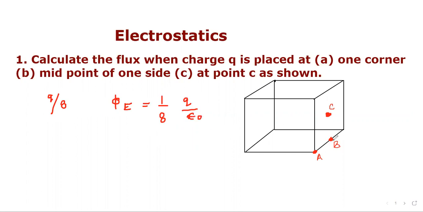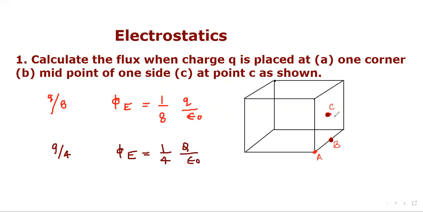Second case, when charge is placed at B, then 4 such cubes will share this charge. So 1 cube will have only Q by 4 charge. So for this, phi will be 1 by 4 of Q upon epsilon naught.